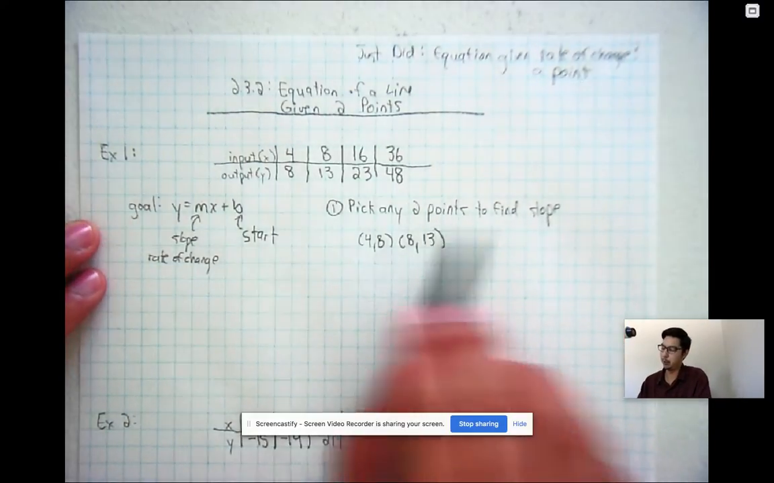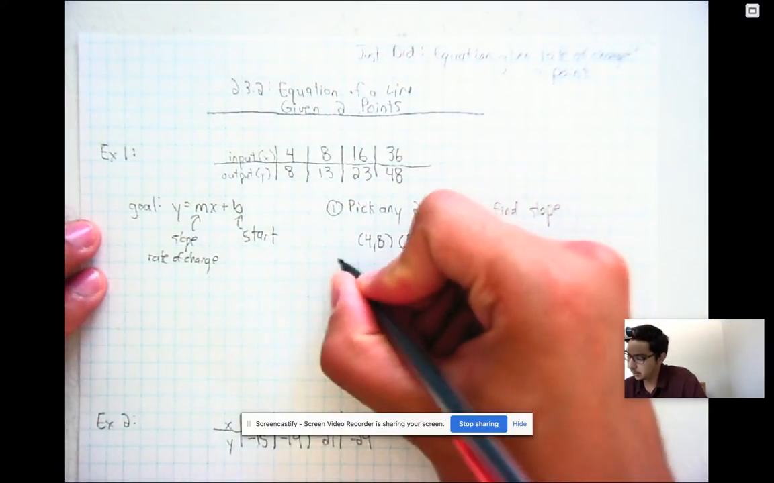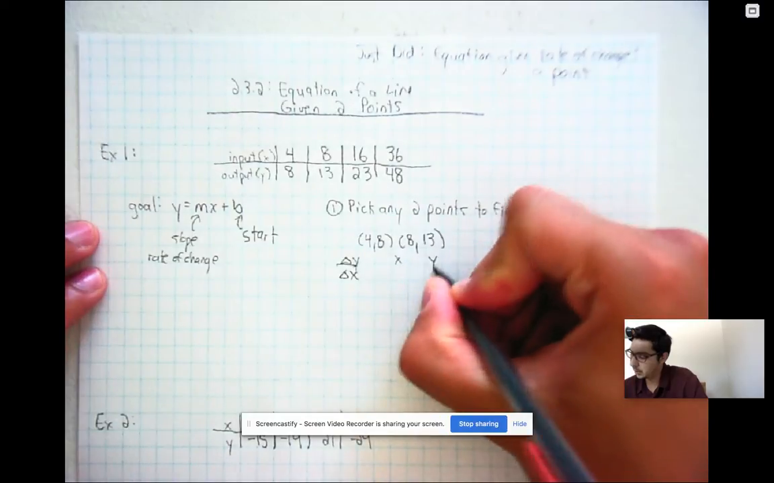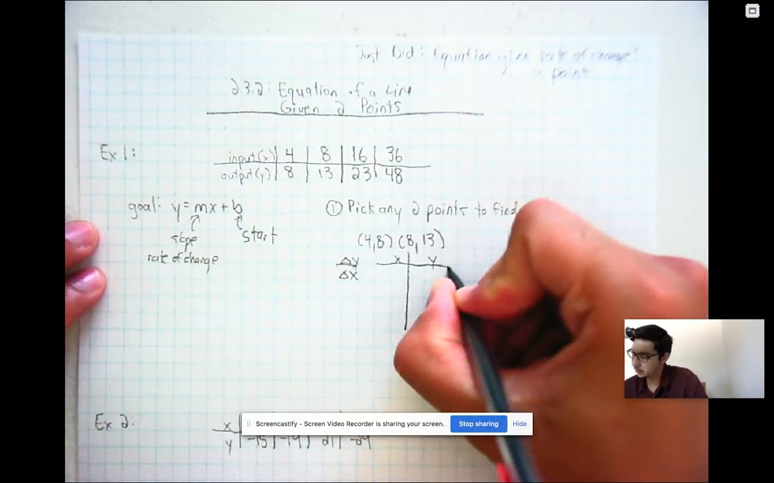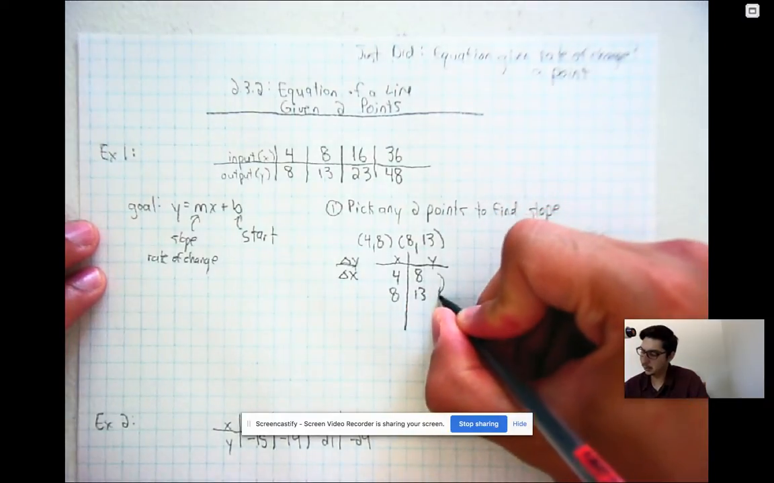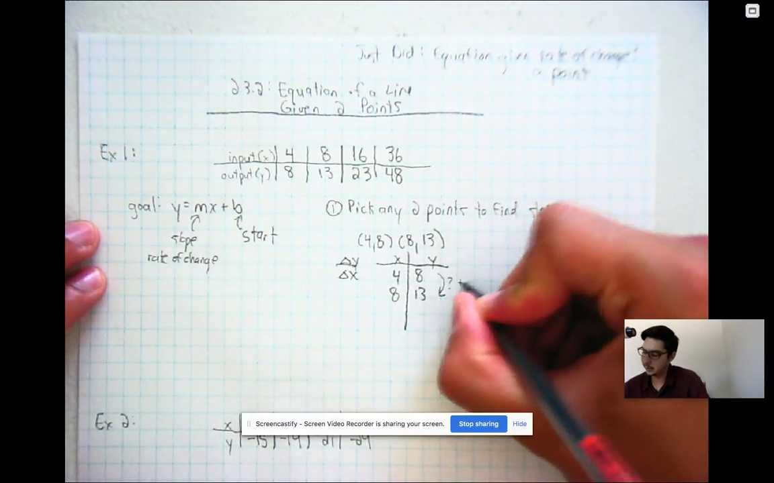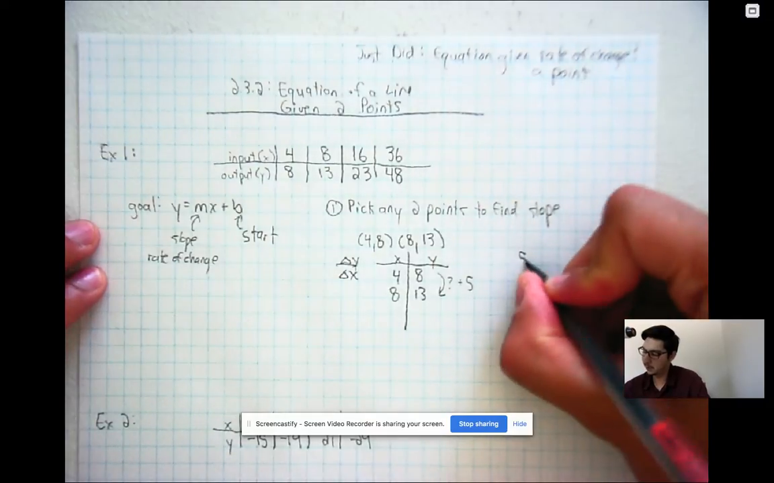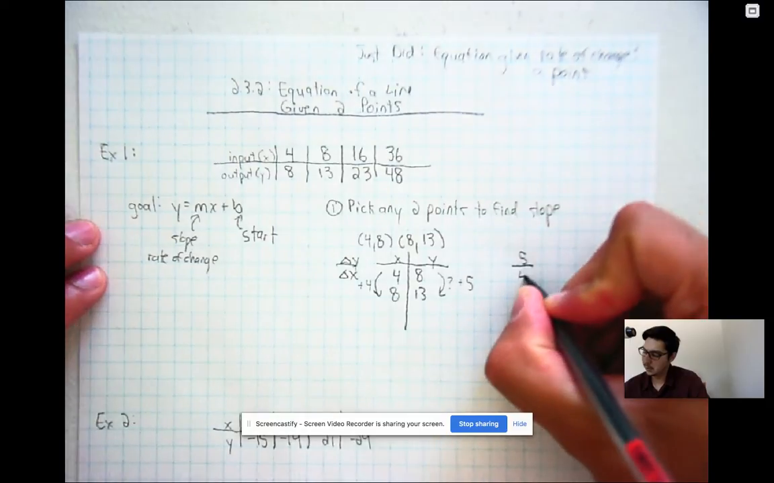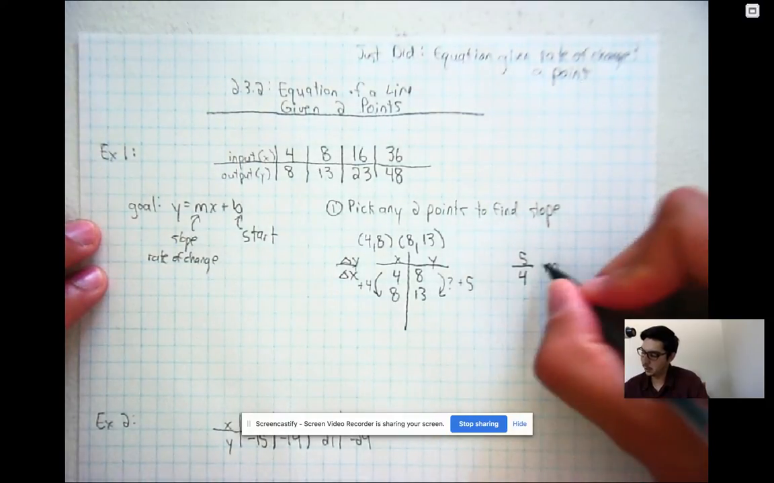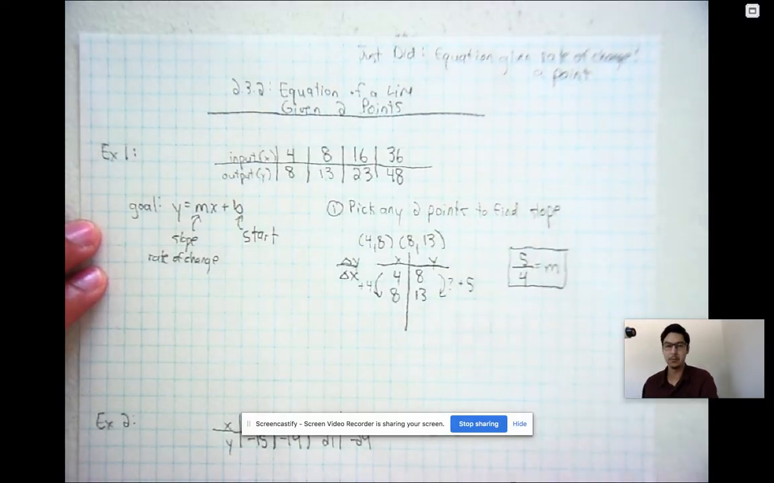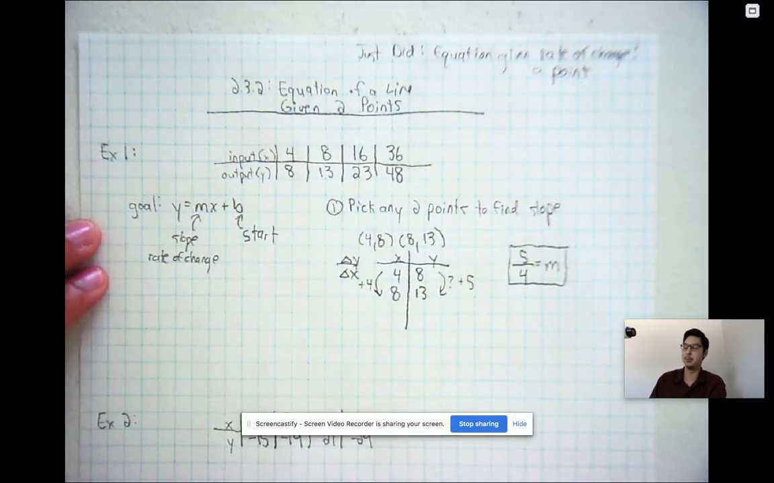Now we're going to find the slope between those points by doing change in y over change in x. If I put these points in a table, we have 4, 8, 8, 13. Well, how did it get from 8 to 13? That's plus 5. So it's 5 over, and how does it get from 4 to 8? Well, that's plus 4. So our slope, our m, is 5 over 4. Good. So we have half the problem done.